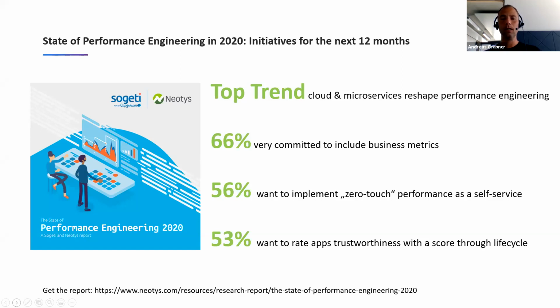Right. Also, the last thing here, 53% want to rate apps' trustworthiness with a score through the life cycle. And I think the score is something we've also introduced with Captain, which we will talk about later a little bit with the quality gates, where we are calculating a total score for every new deployment, for every new artifact, that you can then take and track throughout the delivery pipeline and make better decisions on top of this. Now, a big topic here is business metrics. So bringing business and IT together.